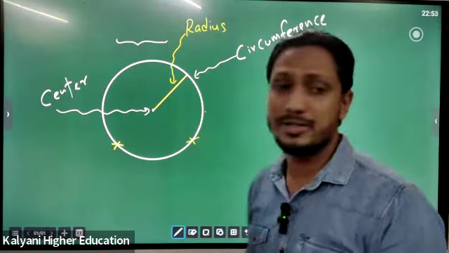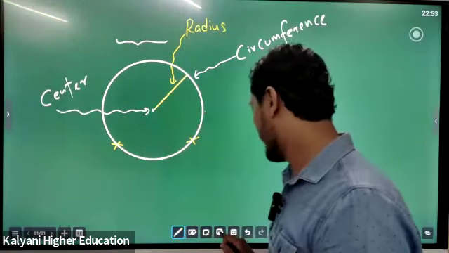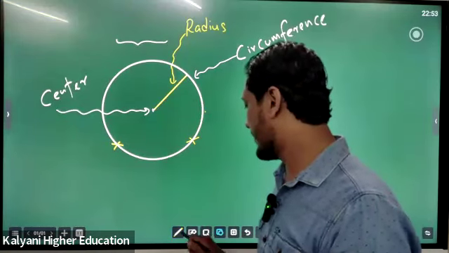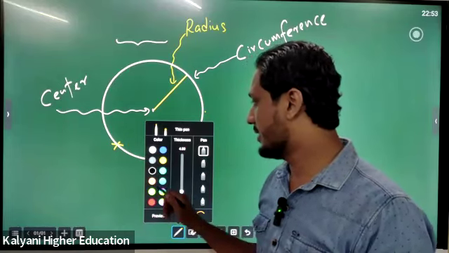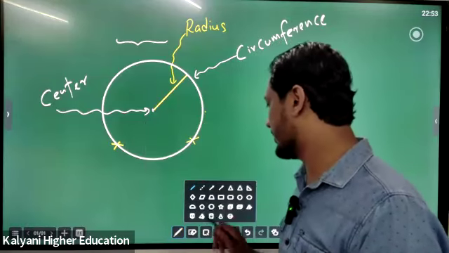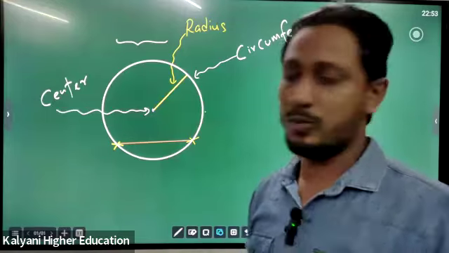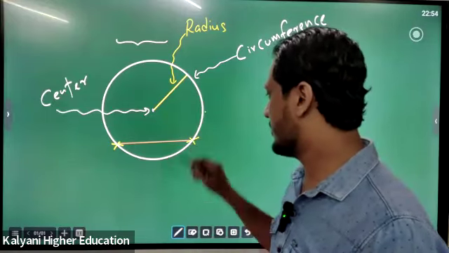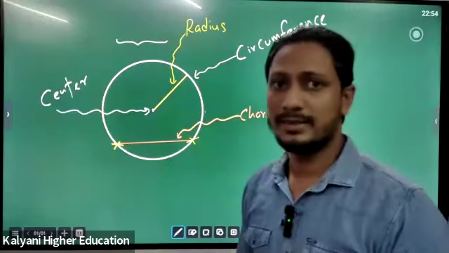If I mark 2 points on the circumference and join them with a straight line, what do we have? A chord. The line joining the 2 points on the circumference, we call it a chord. Understood? Is it clear?